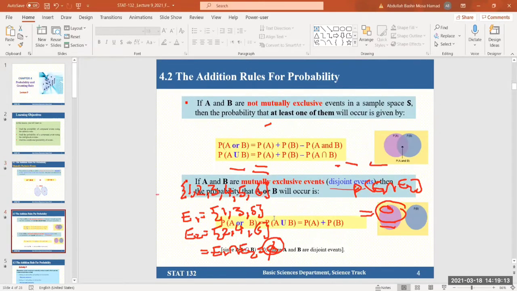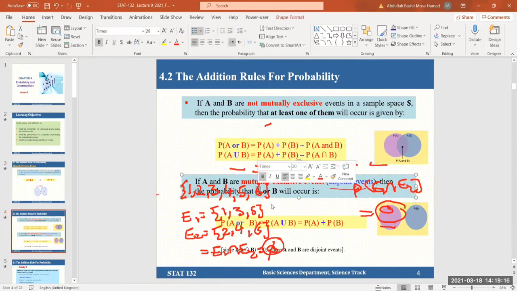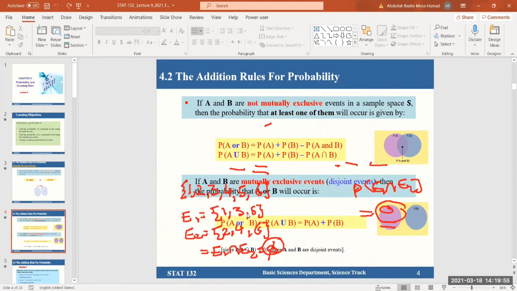Let's move to this. Here, if two events A and B are not mutually exclusive events, this means intersection exists. For example, a student belongs to group 20 and advanced English level. Yes, it is possible. But a student belongs to a science track and engineering track. Is it possible? No. It's impossible, right?